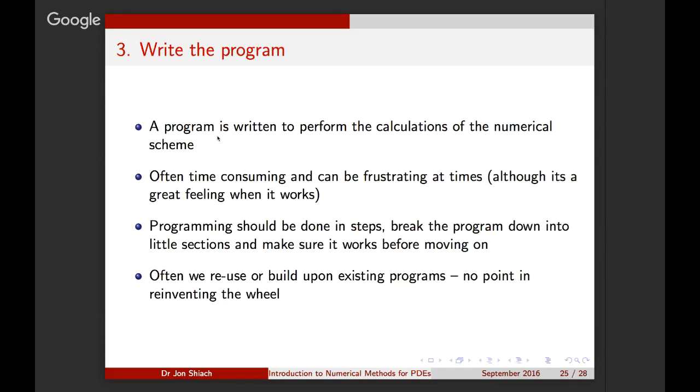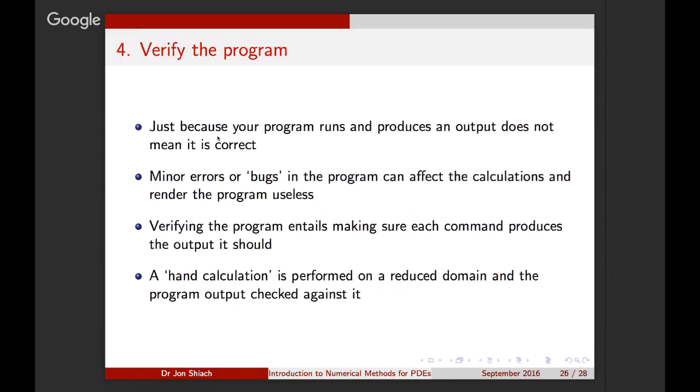So that's your program. You've done the program, it works, it gives you some output. How do you know if your output is correct? How do you know that your program is bug-free? Just because it runs without any of the horrible red letters on MATLAB popping up, and it gives you some output, how do you know that output is what's intended? Bugs in the program can affect the calculations. Let's say you put a plus where it should have been a minus, that sort of thing.